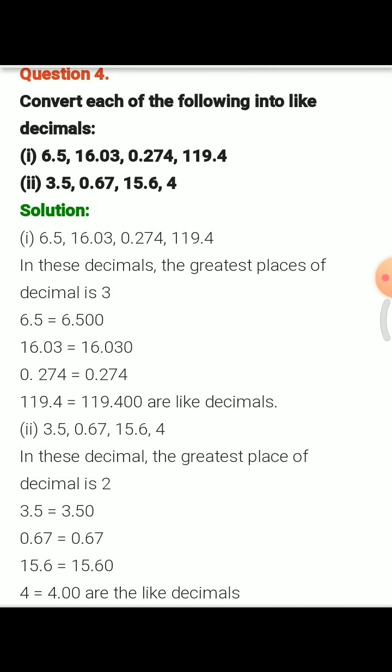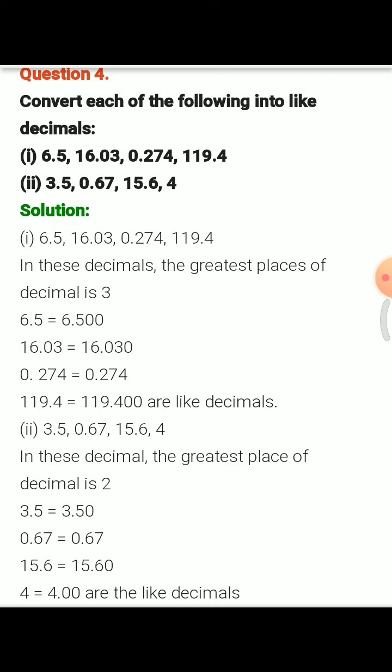Next question: convert each of the following into like decimals. 6.5, 16.03, 0.274, 119.4. So at first you note down the question. In these decimals, the greatest number of decimal places is 3 digits, which is 0.274. Okay. So after that you convert all the numbers to 3 decimal places. 6.5 equals 6.500, 16.03 to 16.030, 0.274 is already in 3 digits, 119.4 is 119.400.